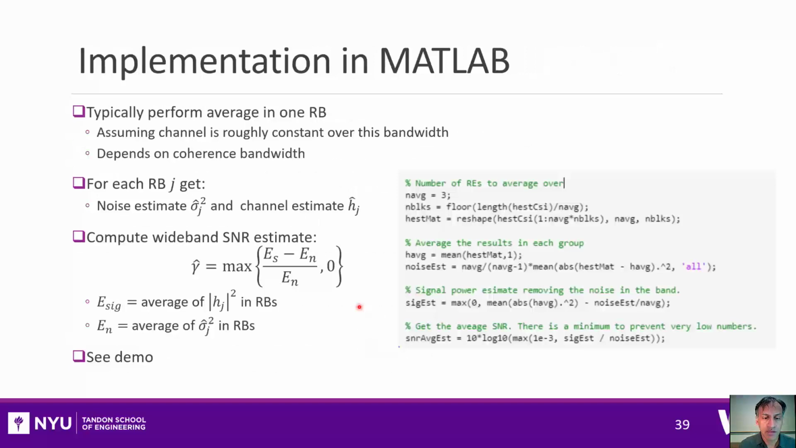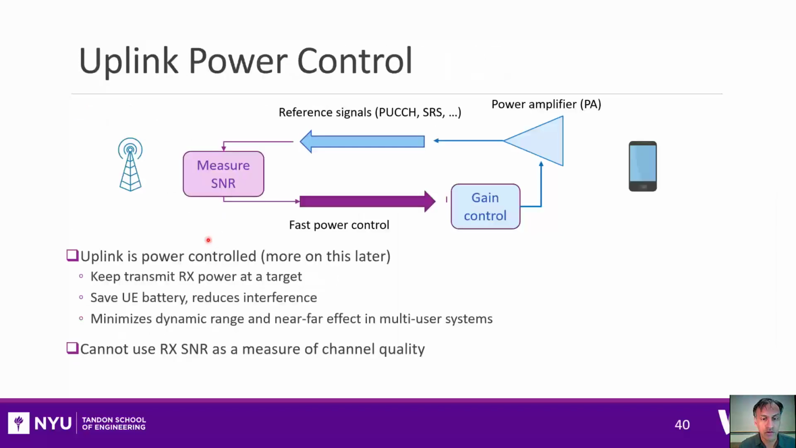I've put a simple implementation in MATLAB. It's not more than 8 lines of code. In this case, I've averaged over 3 resource elements in each block, because there are 3 resource elements per resource block. I just do some reshaping of the estimates to do the averaging, which is done here. Then I average the noise, and then I average the signal and return that estimate. So it's really very, very simple to do a quick CSI estimate in MATLAB, and this will actually get you pretty good results.